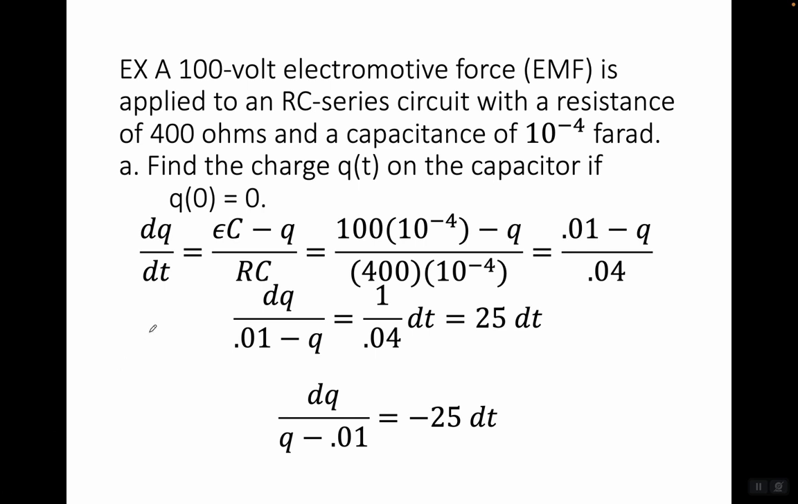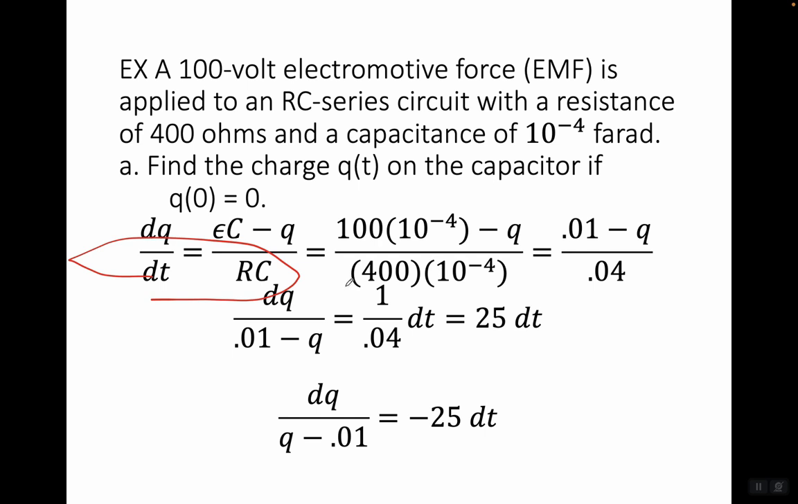So again, we start with the differential equation. dQ/dt equals epsilon C minus Q over RC. Just plug in everything we know. Epsilon, that's the voltage, that's 100. The capacitance is 10 to the negative 4. Q we don't know, so we just leave that alone. The resistance is 400 ohms. And again, the capacitance, 10 to the negative 4 farad. When you multiply all of that out, you end up with 0.01 minus Q over 0.04.